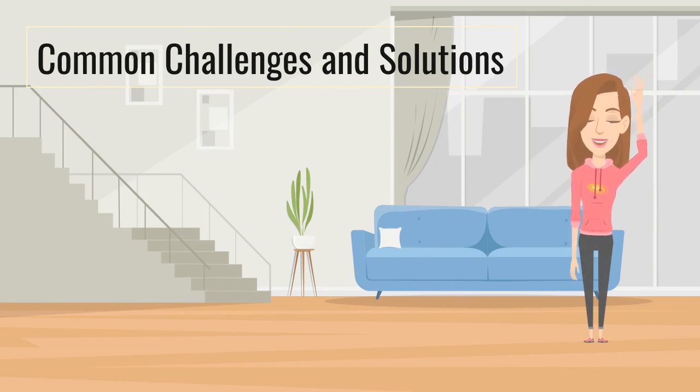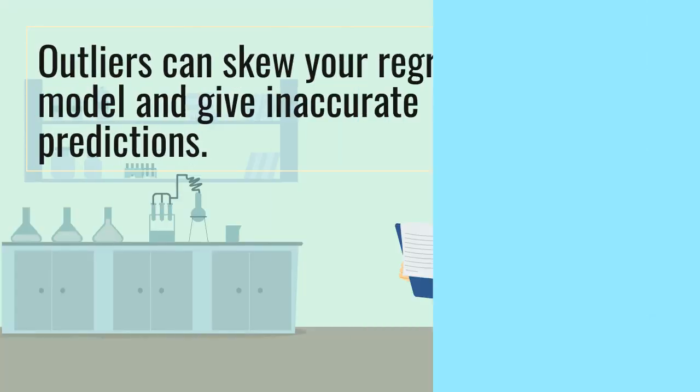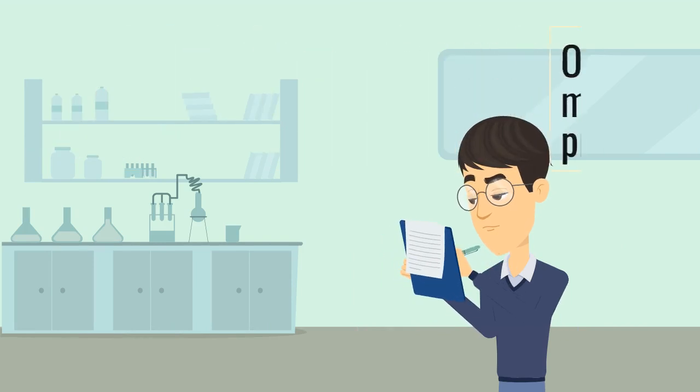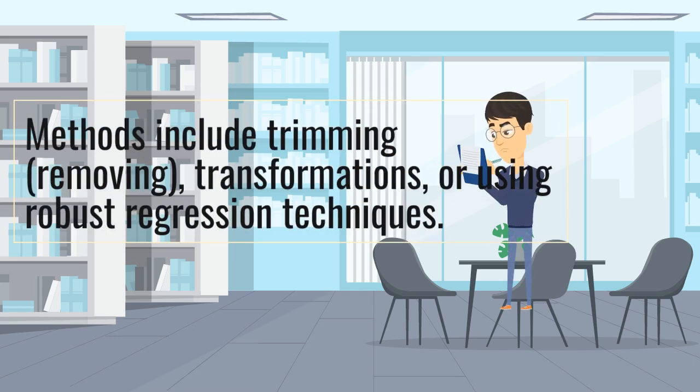Common challenges and solutions. Outliers. Outliers can skew your regression model and give inaccurate predictions. Solution. Inspect your data visually and statistically to identify and handle outliers. Methods include trimming, removing, transformations, or using robust regression techniques.